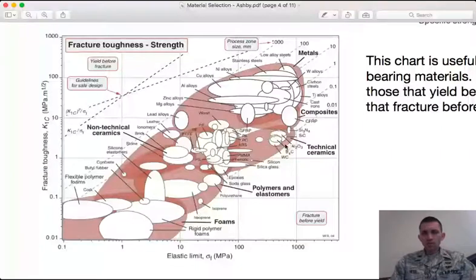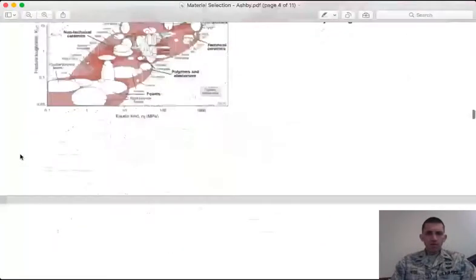That's important because a lot of your materials will lie on one side or another depending upon this process zone size, and it kind of highlights the importance of processing and grain size to the ultimate mechanical properties, especially as related to fracture toughness. Okay, that's all I wanted to say about that.